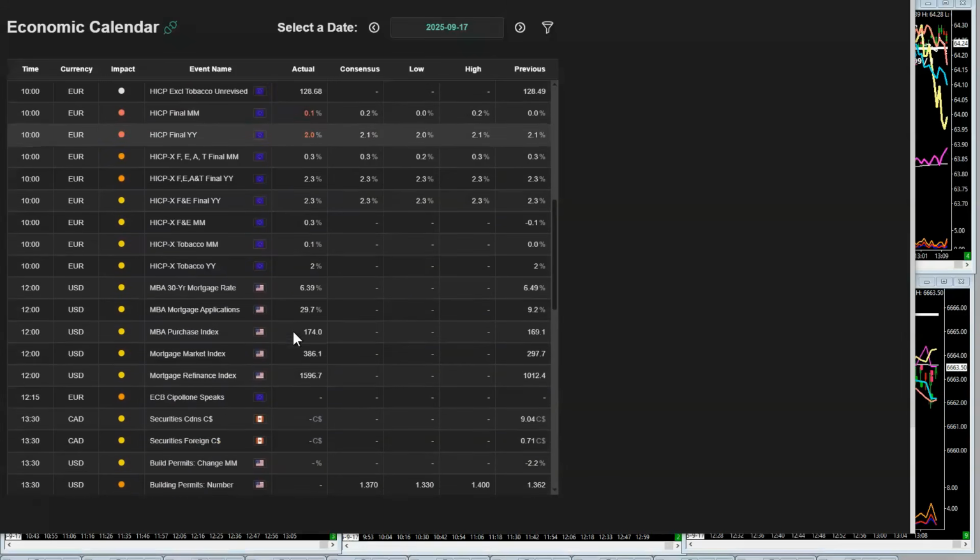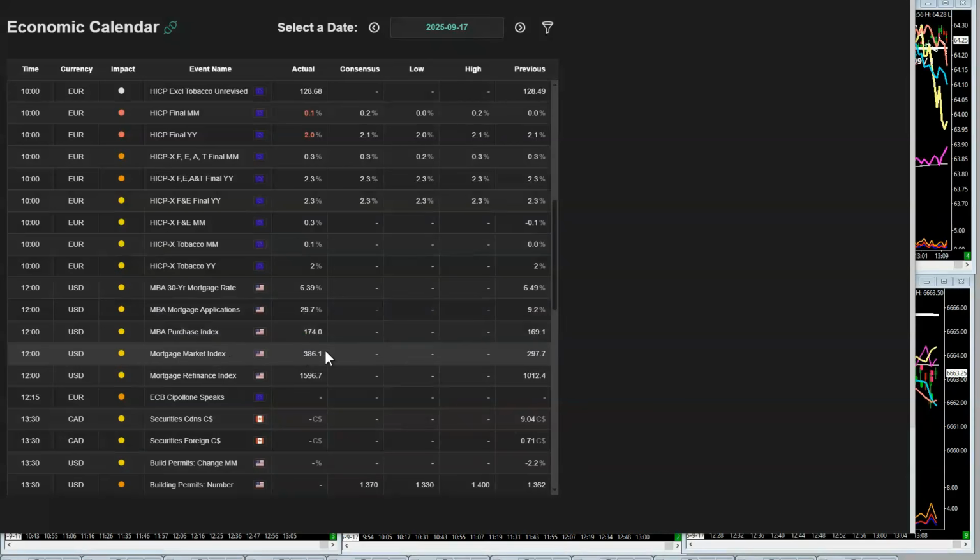We move past that into the US session: mortgage purchase numbers, mortgage rates, mortgage applications. The 30-year mortgage rate is 6.39%. Mortgage applications, a good sizable buy-side pop on that at 29.7. And that's a pretty big number, isn't it? 29.7 against the 9.2 prior.